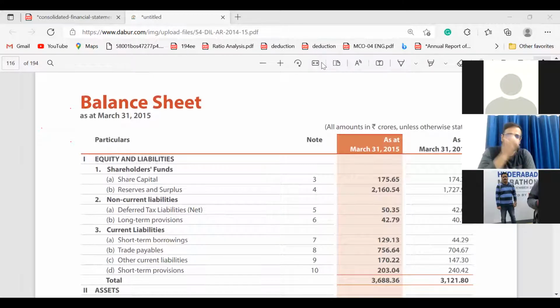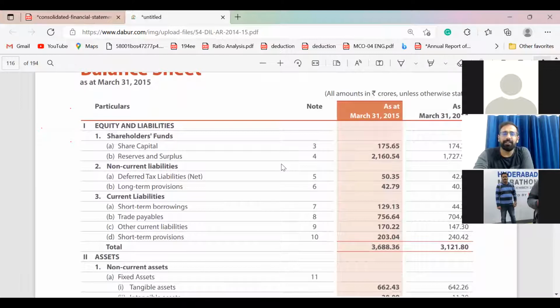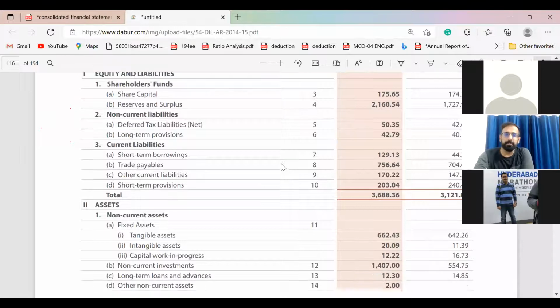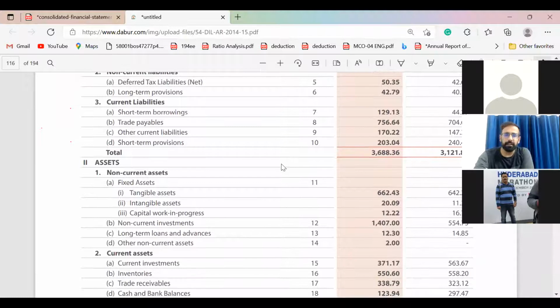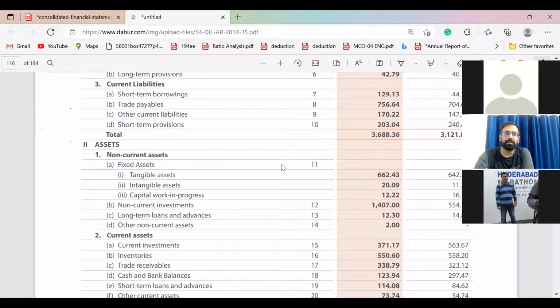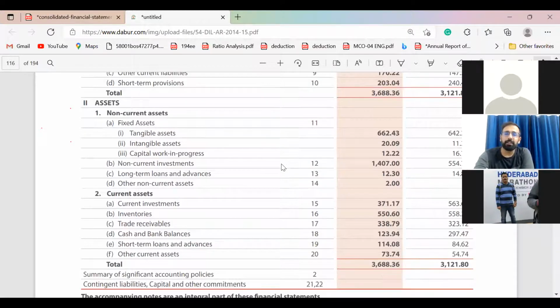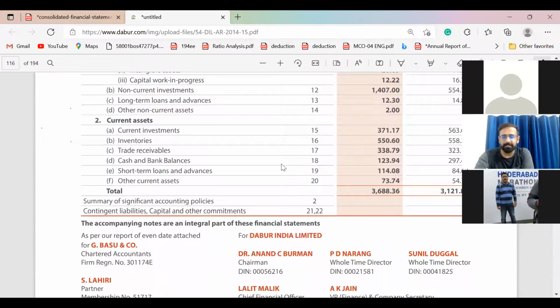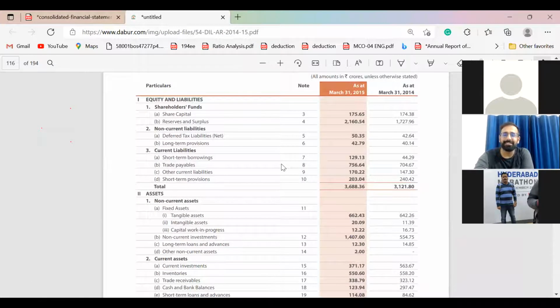So if you see, this is the old format of the balance sheet. It first starts with shareholder funds, which include share capital, reserve, and surplus. Non-current liabilities include deferred tax liability and long-term provision. Then current liabilities are given, including short-term borrowings, trade payable, other current liabilities, and short-term provision. Then non-current assets: financial asset, tangible asset, intangible asset, non-current investment, long-term loans and advances. Then current assets are given. So you can see the size of the balance sheet. The size of the balance sheet is very small, right? You can see the length and size of the balance sheet.